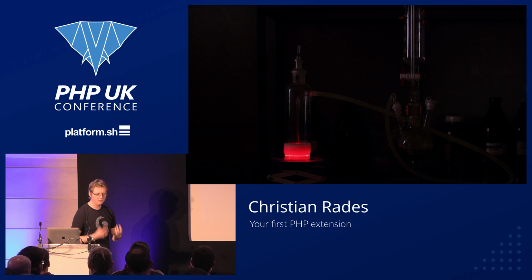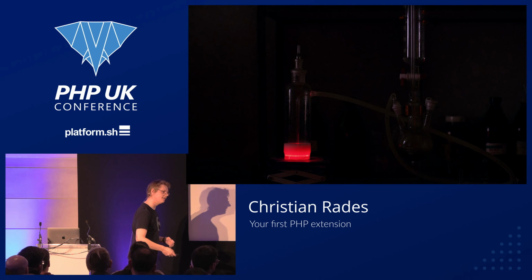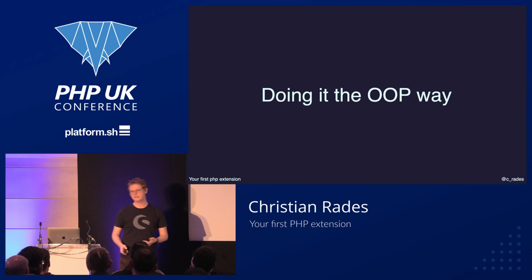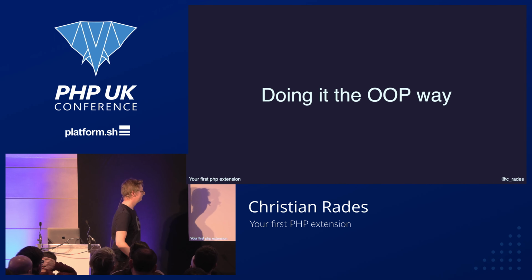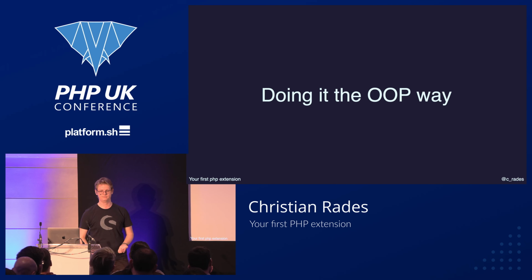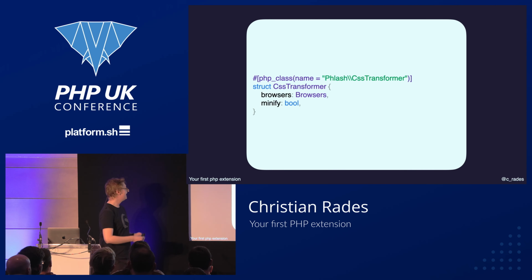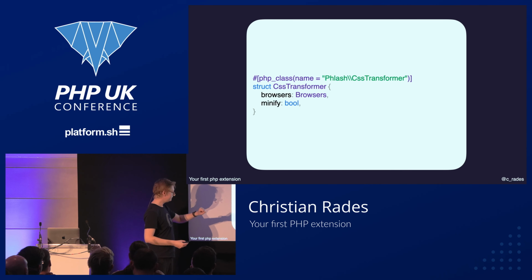And so I want to show you now how we can capture lightning in a more modern way, because at the end of the day, we are at a serious developer conference, and as we heard in the keynote today, we want to improve our quality of life. So I'm now going to show you how we do it the object-oriented way. And for that, we obviously need an object to present as. And for that, we create a CSS transformer.